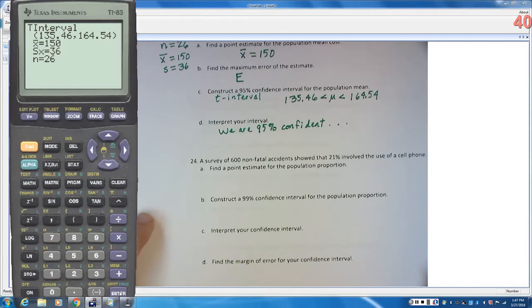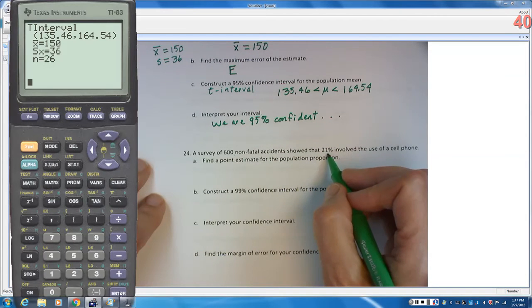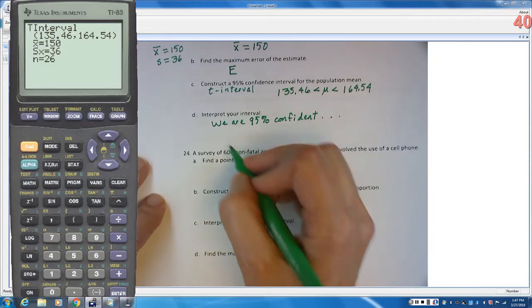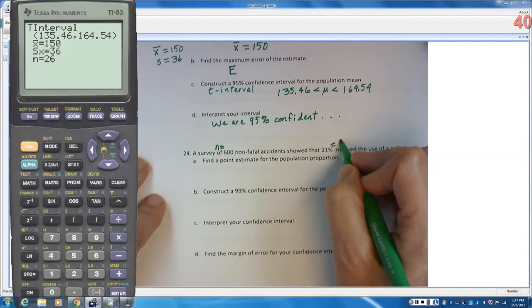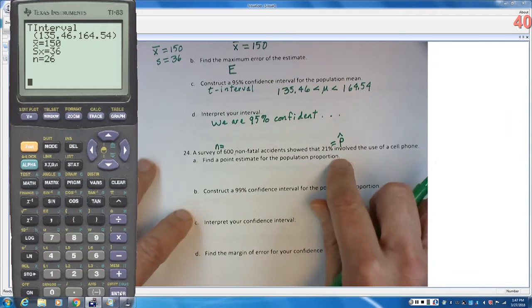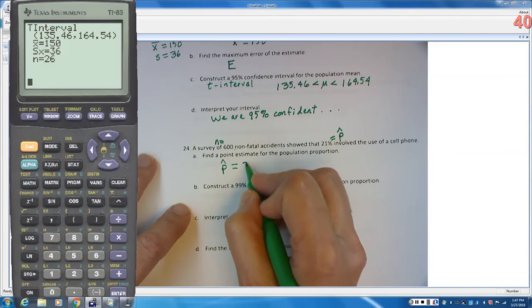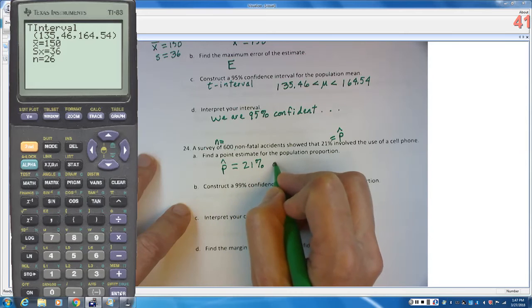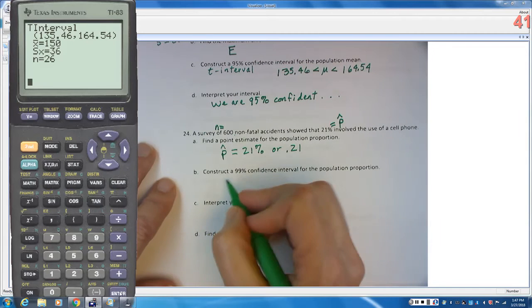All right, the next one. A survey of 600 non-fatal accidents showed that 21% involved the use of a cell phone. So N is 600. This is P hat. It's a survey, so it's P hat. Find a point estimate for the population proportion. So P hat is 21% or 0.21.